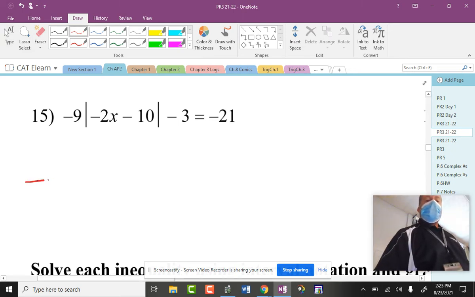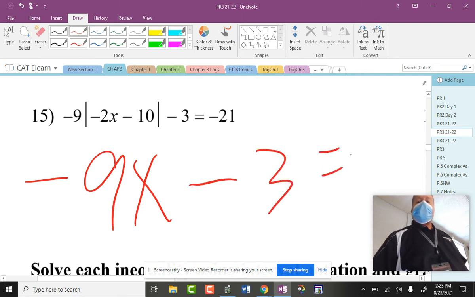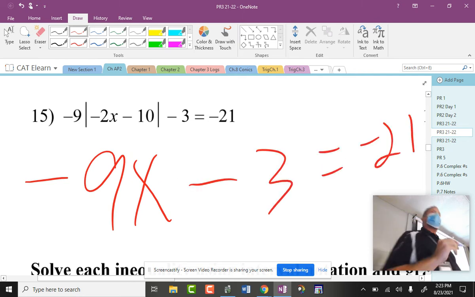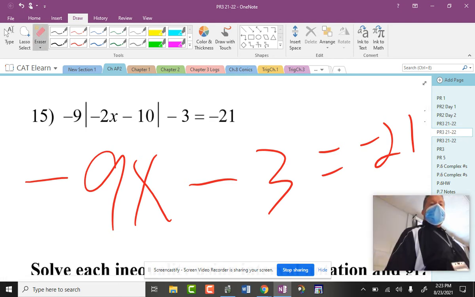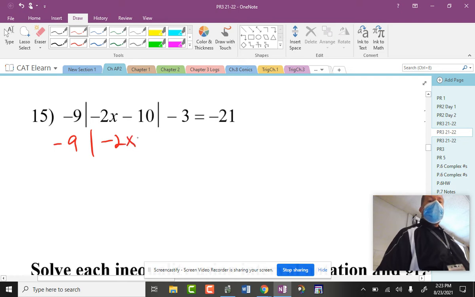Think of it this way. Look at this one. Don't write this down. -9x minus 3 equals -21. Wouldn't you add 3 first, right? Then divide by -9. The middle stuff is working like the variable. So you want to add 3 first, then divide. When I add 3, this becomes -18.